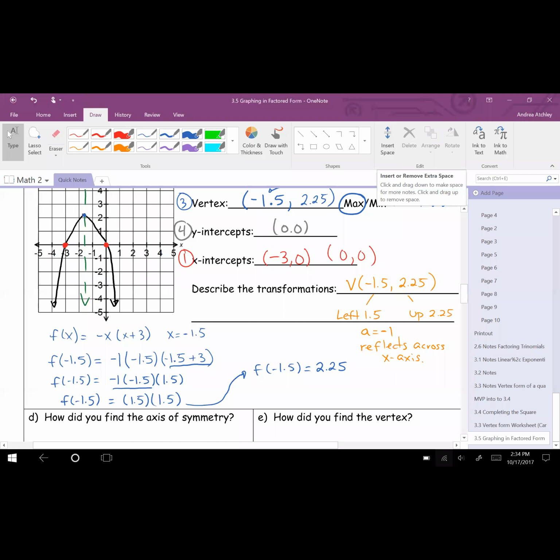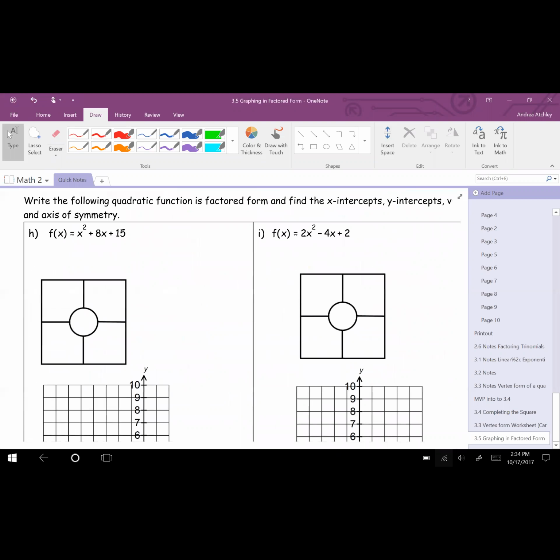Okay, now we're given the function in standard form. And we're going to factor it to get it into x-intercept form or factored form. So I can identify those x-intercepts first. You could also rewrite this in vertex form by completing the square if you'd like, and that'll work too, and you'll be able to find all of this. Okay? I'm just going to review factoring with you right now. So the first thing we're going to do here is factor.